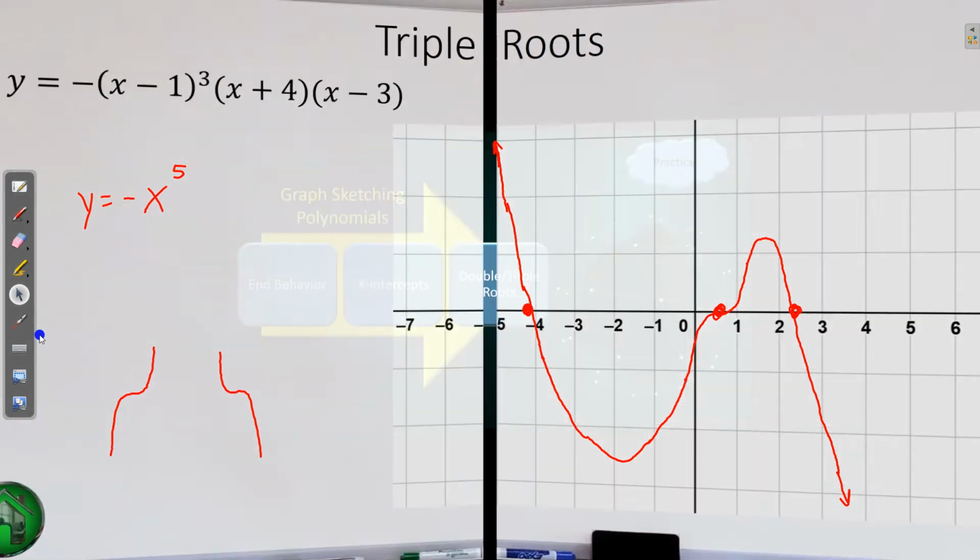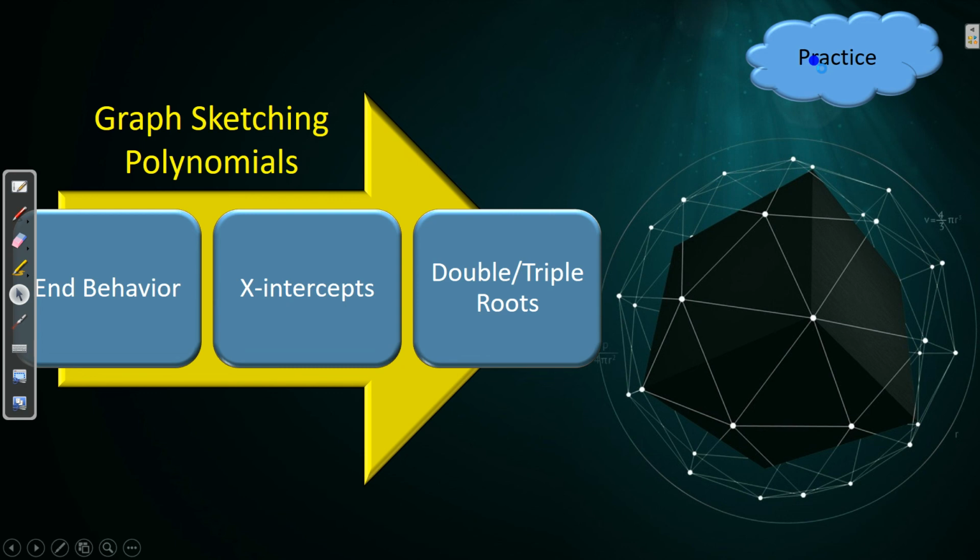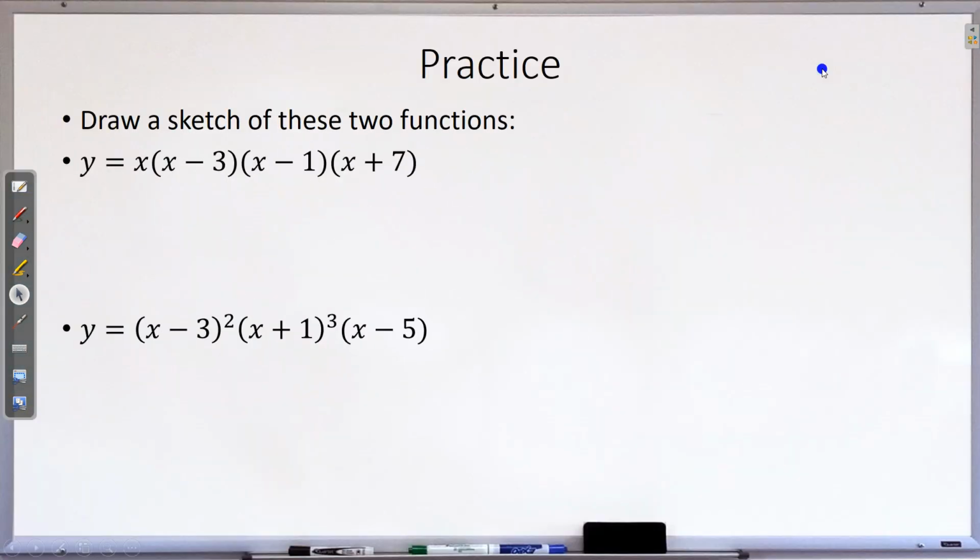All right, that's pretty much all there is for graph sketching. Do your end behavior, do your x-intercepts, and if you happen to have a double or a triple root, you do need to take care of that. All right, here is a practice one for you. Draw a sketch of both of those. Make sure on this second one that you do take into account this triple and this double root. Good luck.